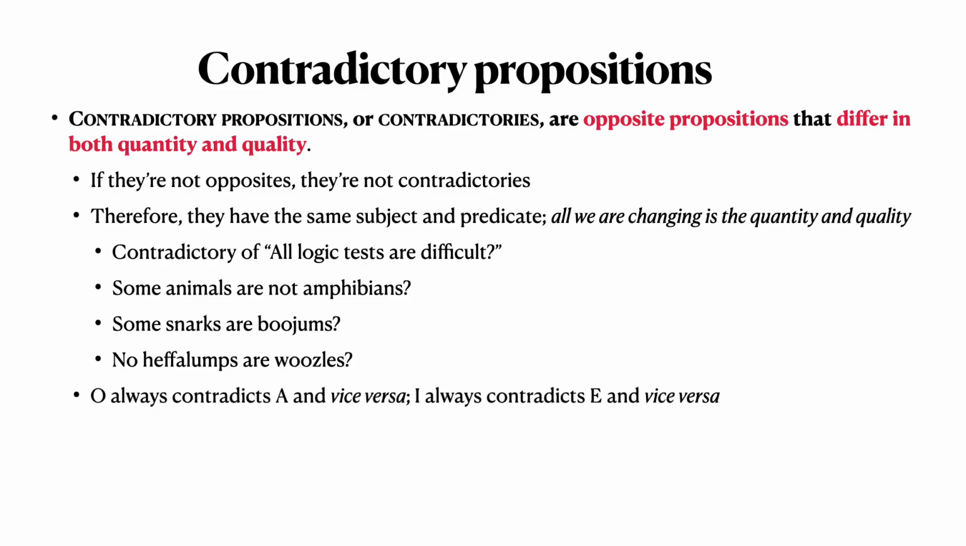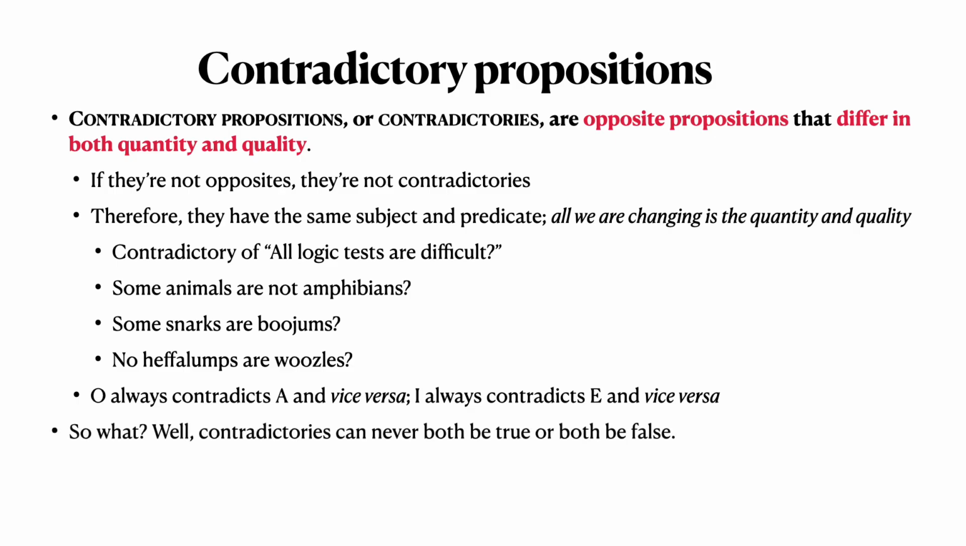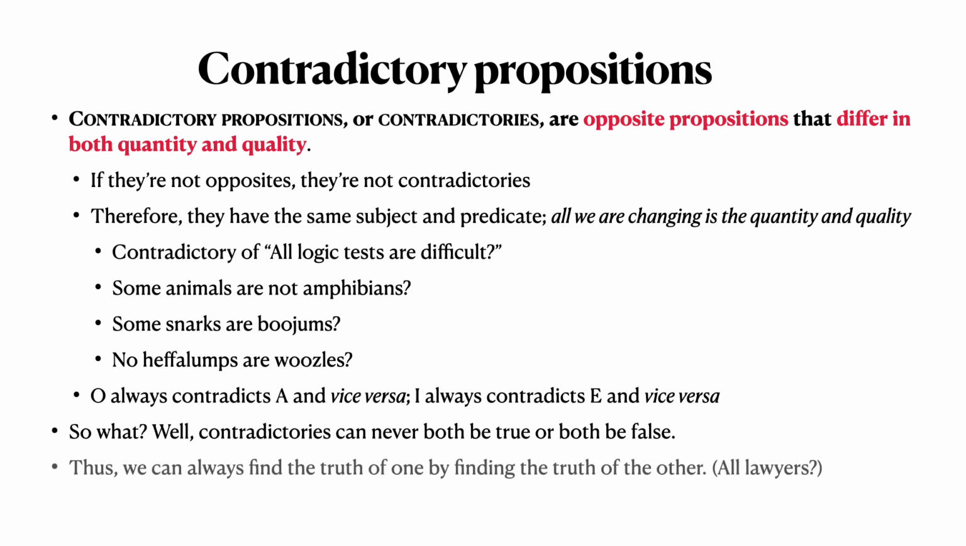O always contradicts A and vice versa. O and A are a contradictory pair. I always contradicts E and vice versa. I and E are a contradictory pair. Well, so what? Here's so what. Contradictories have this useful and interesting property, which is that contradictories can never both be true or both be false, right? There's always going to be one of them that's true and one of them is false. And therefore, we can always find the truth of one contradictory by finding the truth of the other.